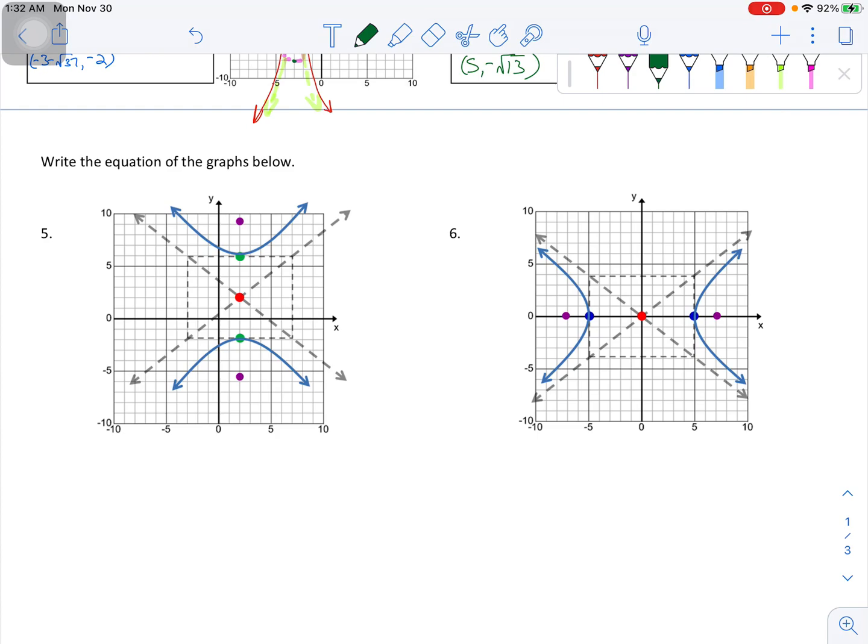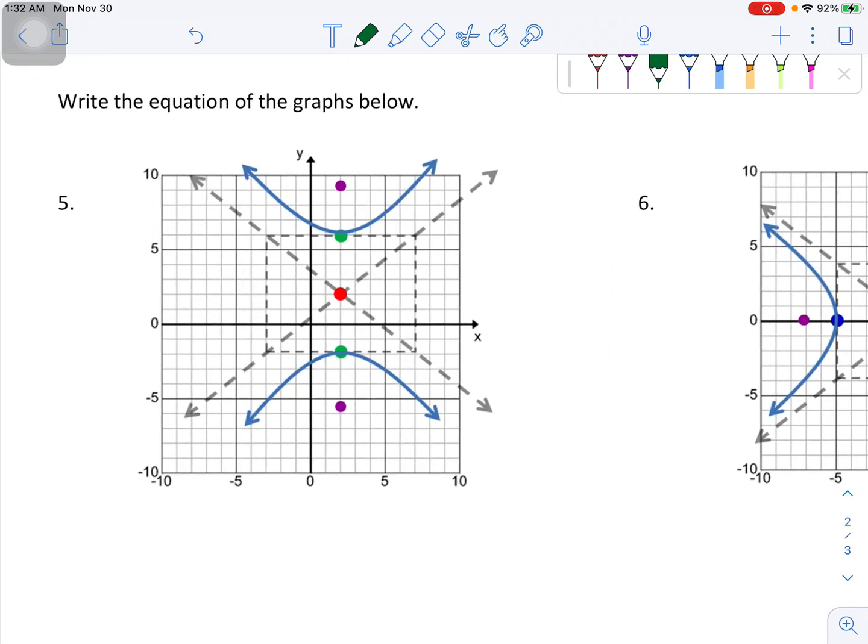All right, so in this second video, we're going to reverse the process of what we did in the first video. We're going to take a graph and write the equation. So the first thing that we're going to look for is our center, and then we're going to basically use the rectangle to count out our a and b values, which will kind of be nice.